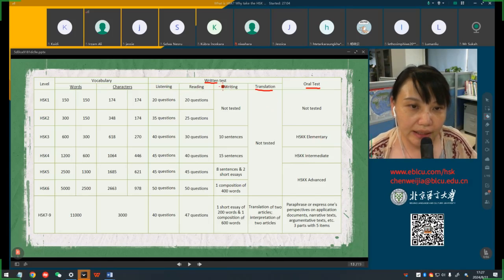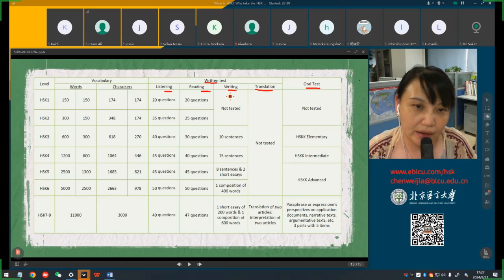So for the written test, it has listening, reading, and writing 3 parts. For HSK 1 and HSK 2, because they do not require Chinese character writing, you only need to do the listening and reading parts. You don't need to do the writing part.